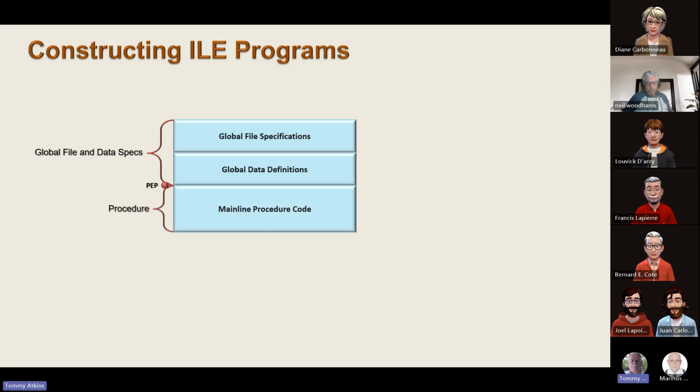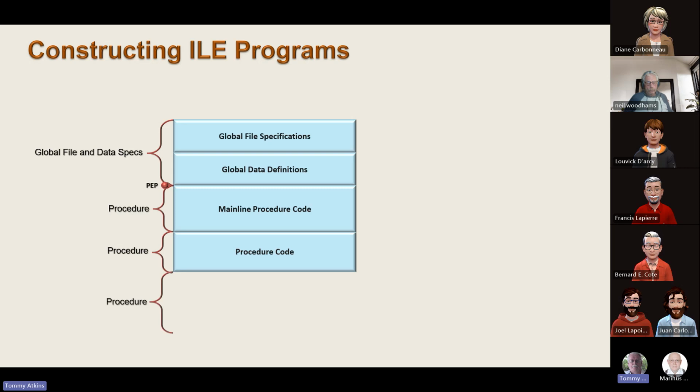Then we have a mainline procedure with a PEP, program entry point, or procedure entry point, which, depending on whether your cycle is in or out, will either be a cycle mainline or a linear mainline. Following that, you will have procedures. I don't know how many, depending on whether you break things up into subroutines. You might have 20, 30, 40 procedures. It makes no difference.